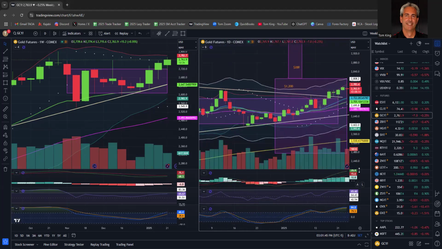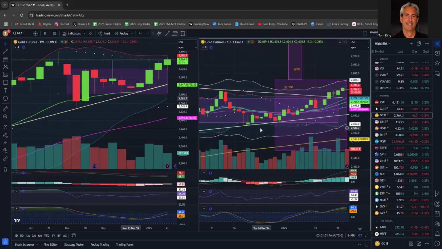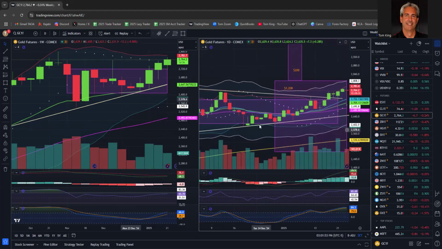So no strangles for me on gold, and I'm not putting any on now because, in my opinion, it looks like we're breaking out on gold of this value area that I highlighted here in this box, and then we're moving higher. I just don't want to strangle gold here with everything moving higher. If we start to roll over and come back down, then I think so.